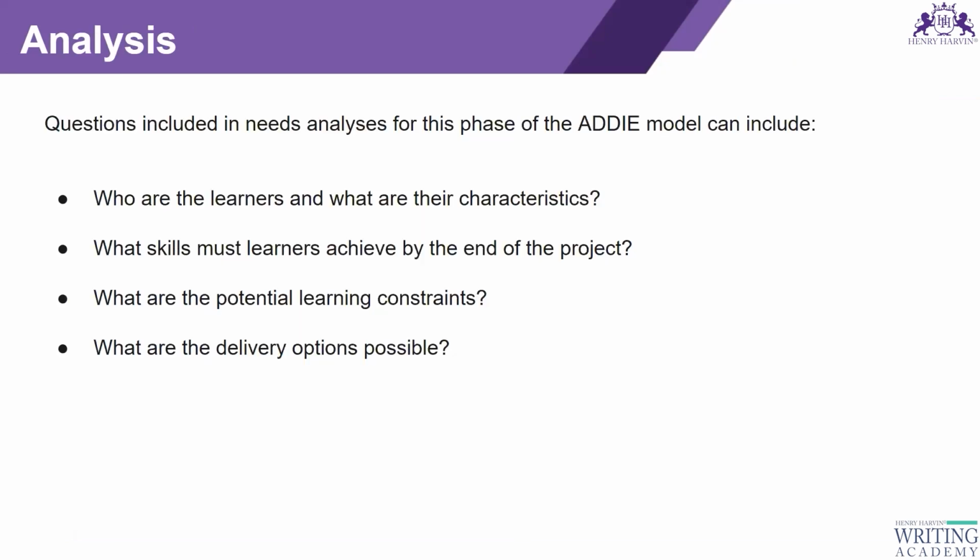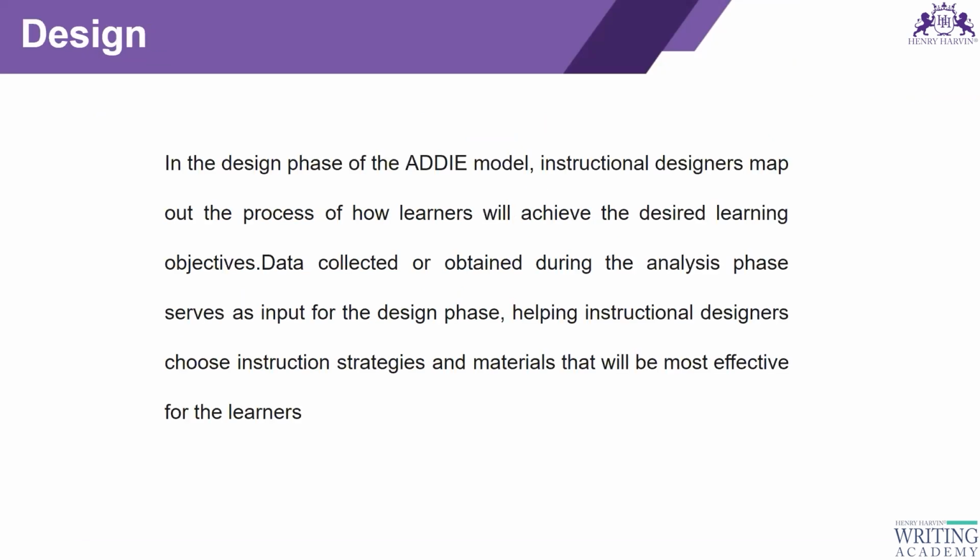This is just a bit more detailed description of analysis. Who are the learners? What are their characteristics? What skills must learners achieve by the end of this project? What are the potential learning constraints? What are the delivery options available? So you analyze everything. At times, you also analyze where the training is going to be delivered.